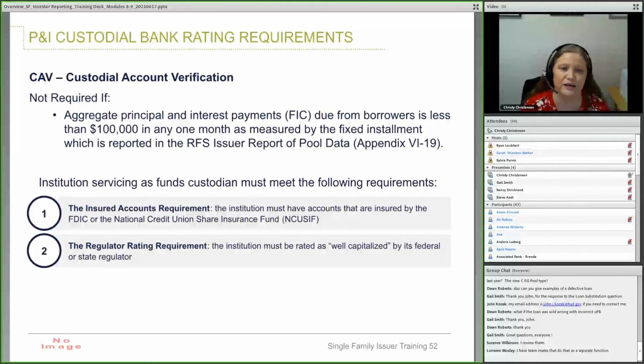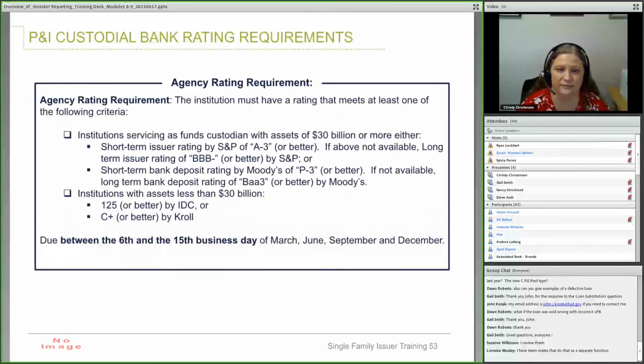Institutions serving as funds custodian must meet the following 2 requirements. Must be insured by the FDIC or NCUSIF, and must be rated as well capitalized by its federal or state regulator. Agency rating requirements state that the institution must have a rating that meets at least one of the following.